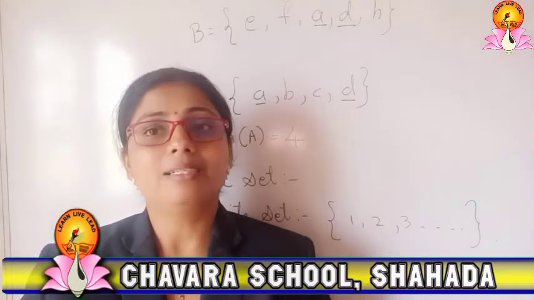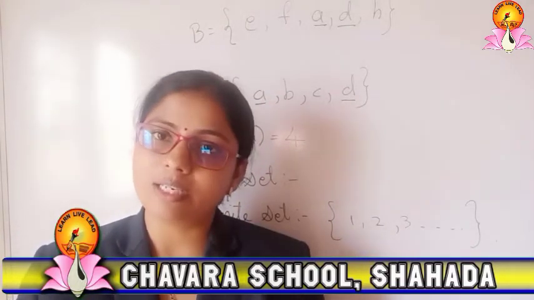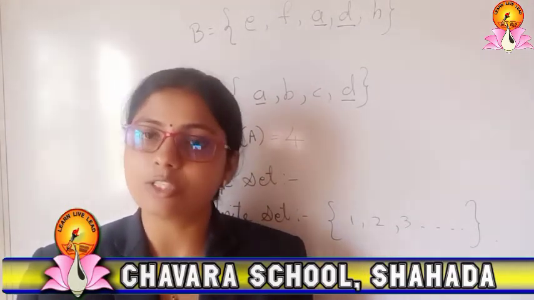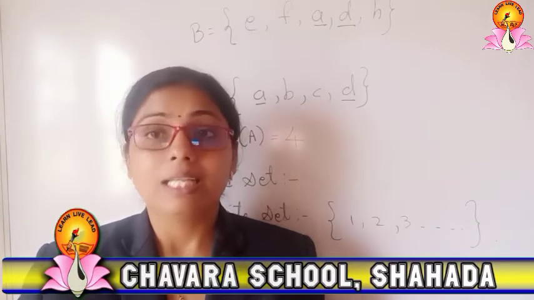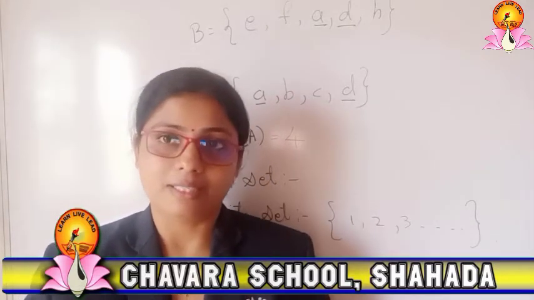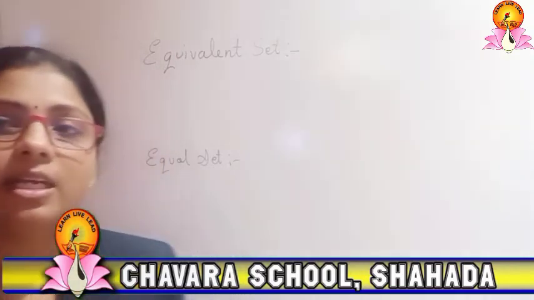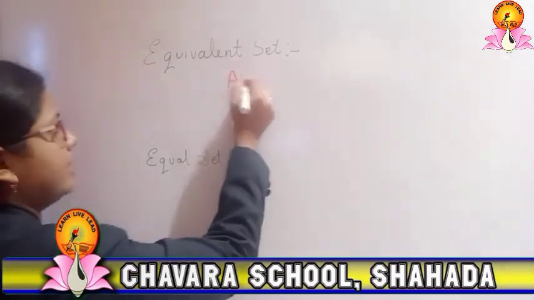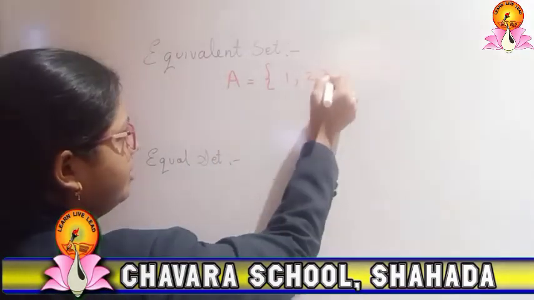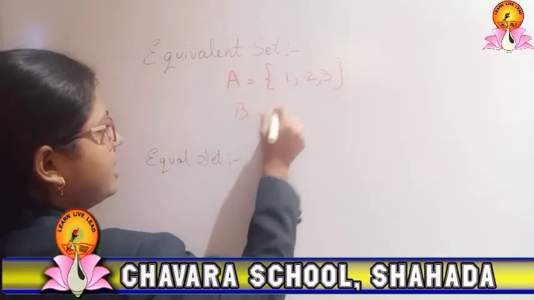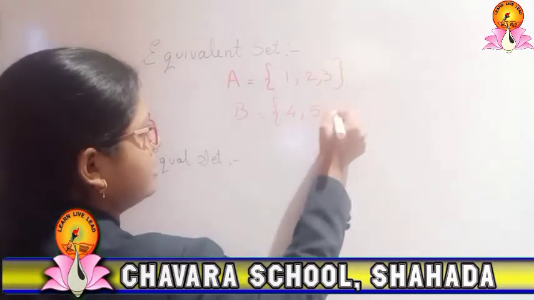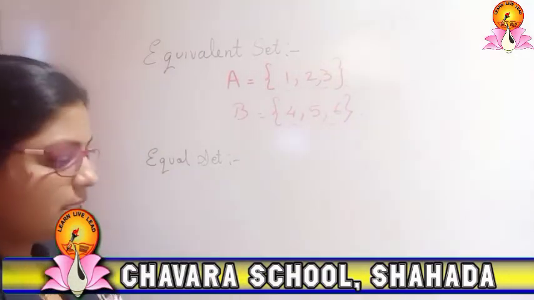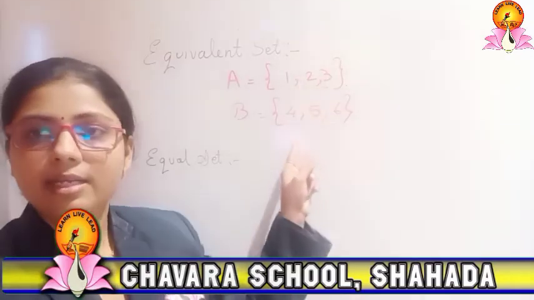Okay. Then disjoint set. Disjoint set means what? Opposite of joint set. Not a single element is common in both the sets. That is known as a disjoint set. The next comes equivalent set. In an equivalent set, the cardinal number of both the sets will be the same. For example, A is a set which has the numbers 1, 2, 3 and B is a set which has the numbers 4, 5, 6. You can see the number of elements is 3 in both. That means both the sets are equivalent sets.